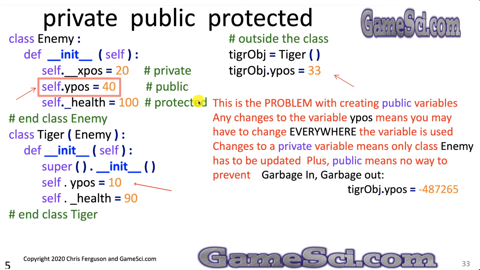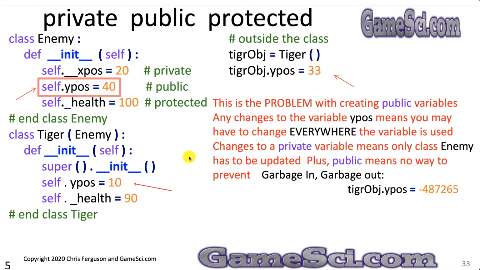But this can be a problem. The problem with creating public variables: any changes to the variable ypos means you may have to change everywhere the variable is used. If somehow, someplace I change this variable, either change the name of the variable or change the type of the variable, then I have to look through the entire code wherever I use it and maybe change that code too. What's the other problem?